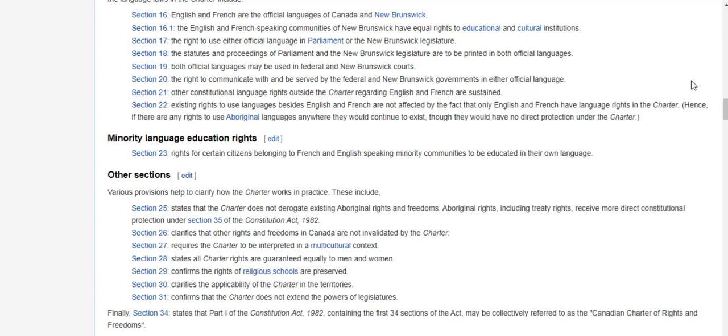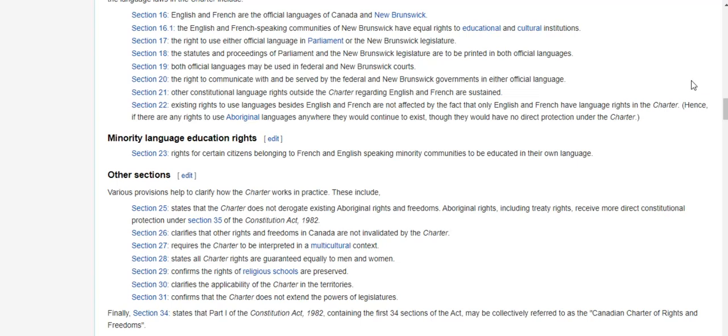Section 27 requires the Charter to be interpreted in a multicultural context. Section 28 states all Charter rights are guaranteed equally to men and women. Section 29 confirms the rights of religious schools are preserved. Section 30 clarifies the applicability of the Charter in the territories. Section 31 confirms that the Charter does not extend the powers of the legislators.